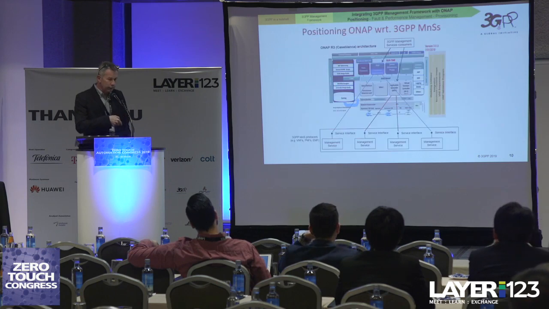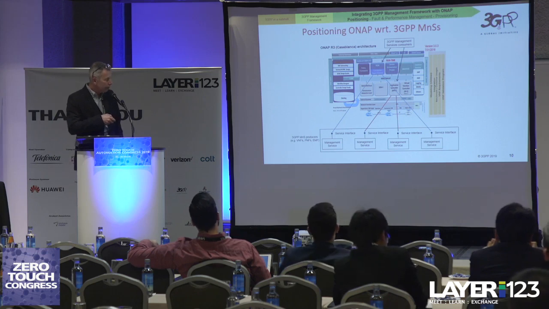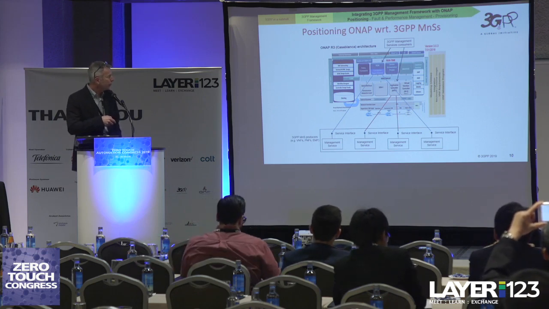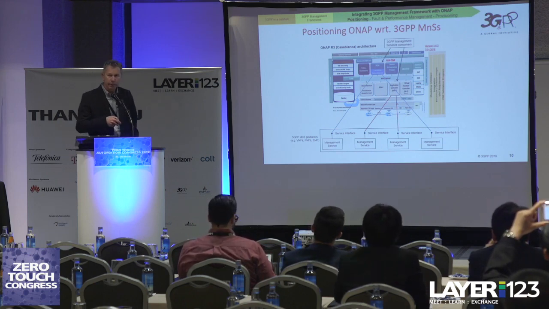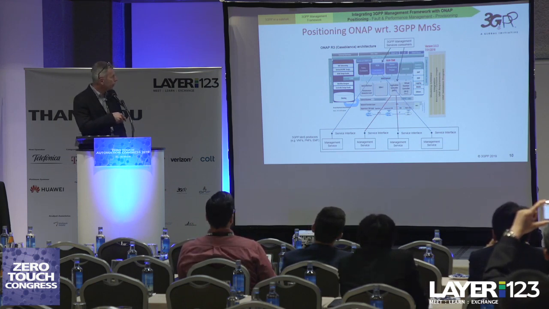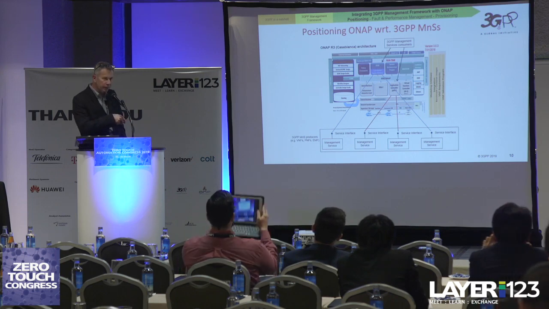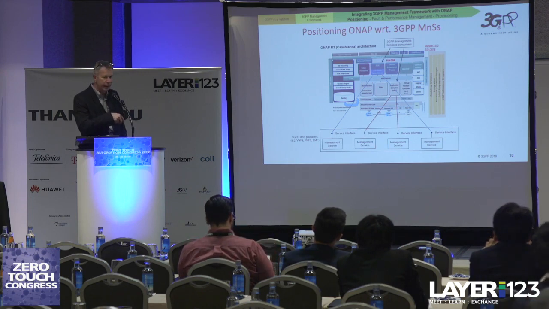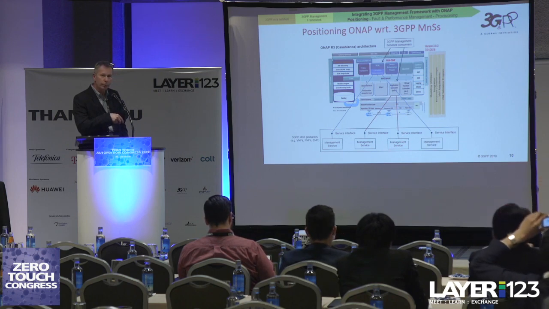Okay, now coming to the core of the presentation. How do ONAP and our 3GPP management framework position themselves with respect to each other? Okay, let's see at the bottom here. We have our management services, which are somewhere in the network, for instance, in PNFs, in VNFs, in EMSs, in NMSs, wherever. And these expose some interfaces. These interfaces are specified by 3GPP SA5.